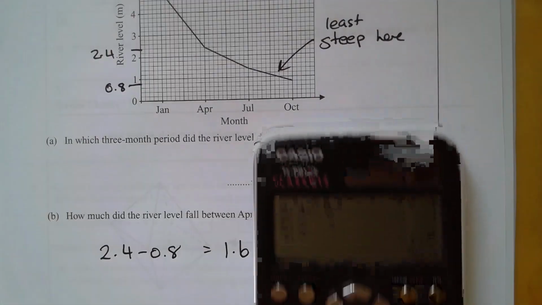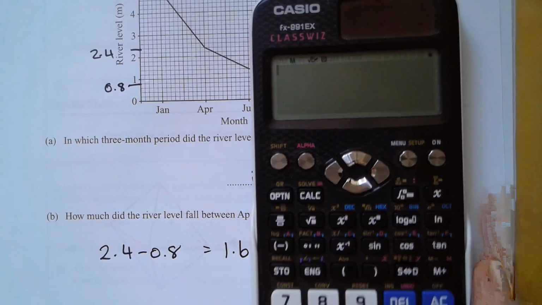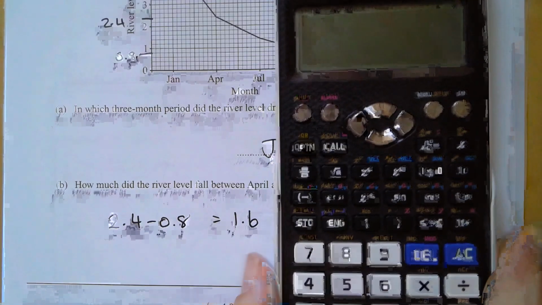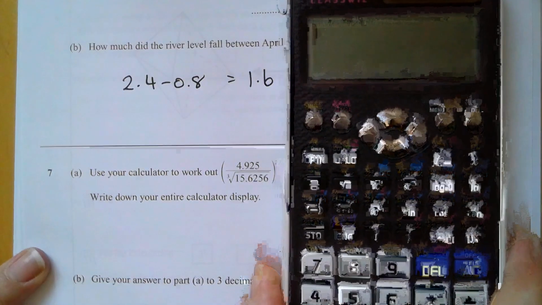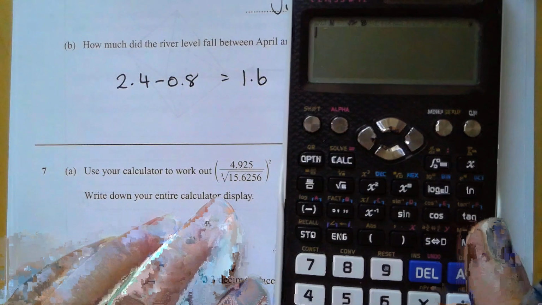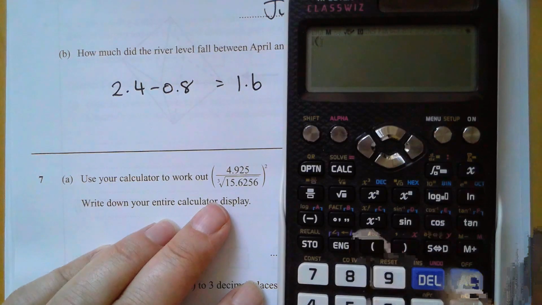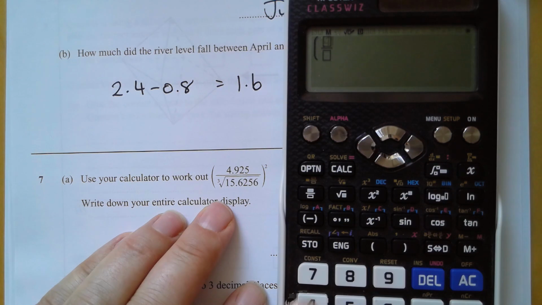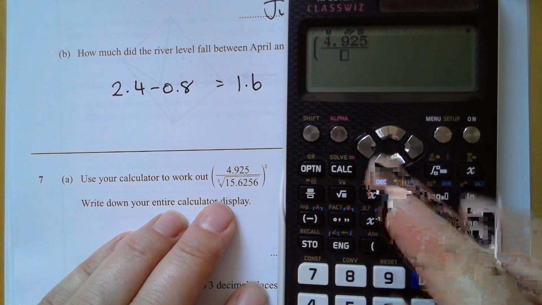Right, important calculator. I'm going to do this slowly so that you can see as many buttons as possible. Let's move this one up. Right, starts with a bracket. Try and replicate it with a Casio calculator. It's easier because you've got a fraction button. Replicate it as closely as you can.